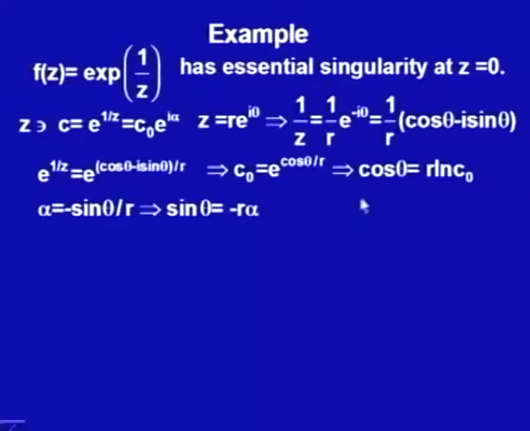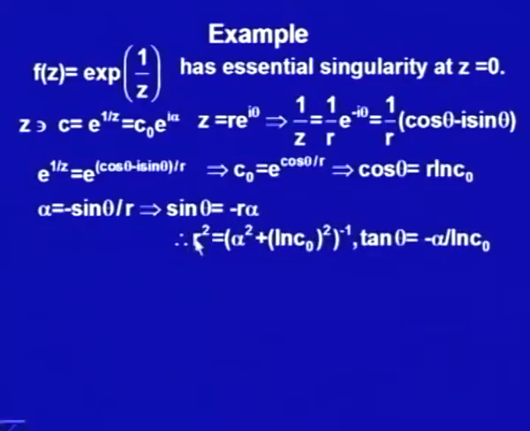Now, we do know sin² θ + cos² θ = 1. So from here, if I add it up, what I would get is r² log c₀ squared plus r² α² is equal to 1. Taking r² common, we get r² times (α² + (log c₀)²) is equal to 1. So r² would be 1 upon (α² + (log c₀)²). I am writing it in this manner.